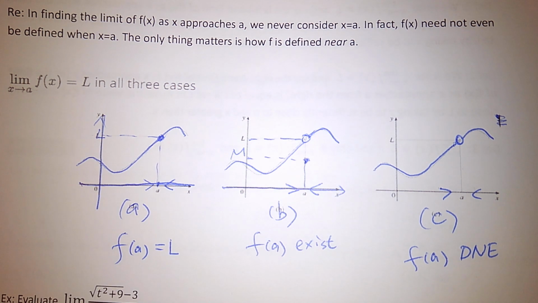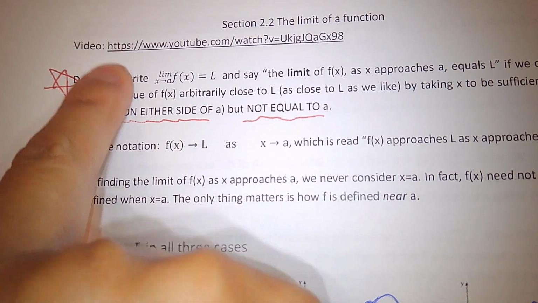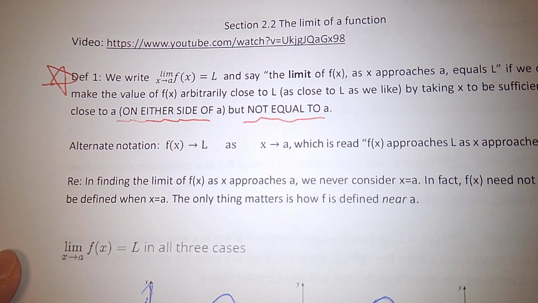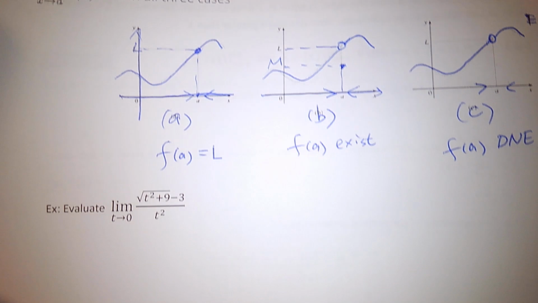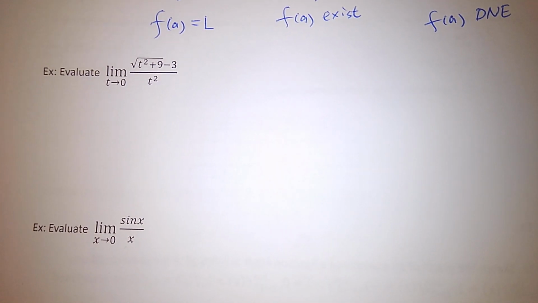So it doesn't matter if f of A exists or doesn't exist, or exists and exactly equals L or not. It doesn't matter. What only matters is, when x is close to A or near A, how f of x behaves, right? Any questions? No? Okay, so this is the basic definition for limits. I hope everyone understands this, okay?